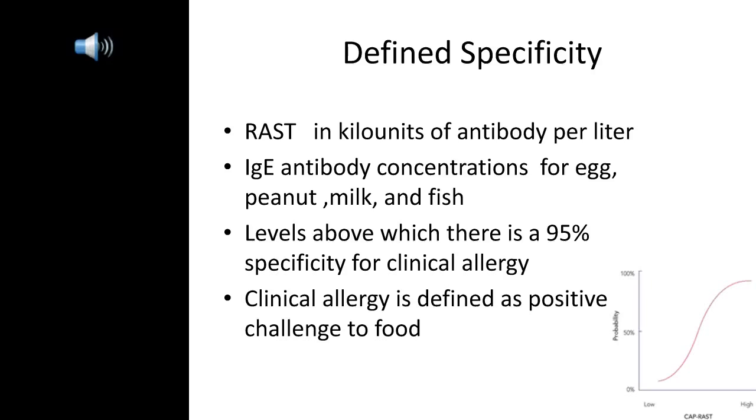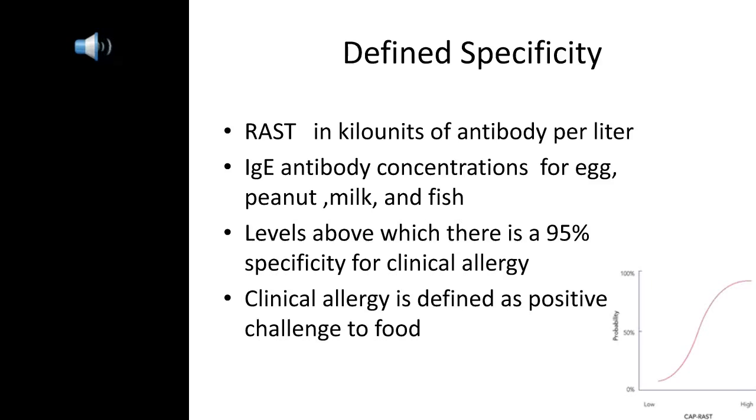at the levels above which there was a 95% specificity for clinical allergy. In other words, there's a specificity of 95% above which you get clinical allergy. That doesn't mean that 95% of people react, because that's obviously the positive predictive value, but at least there's a specificity of 95% above which. And clinical allergy is defined as positive challenges to food.